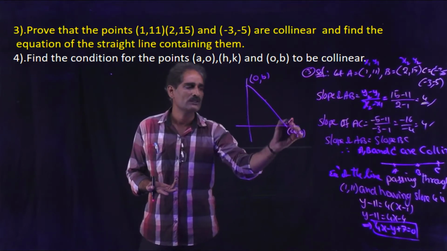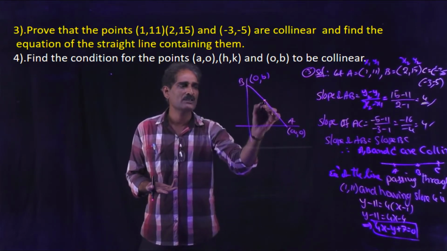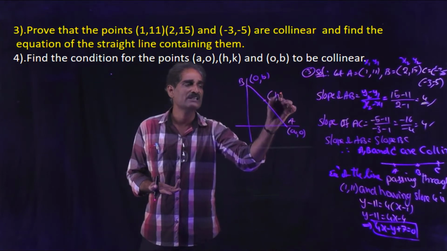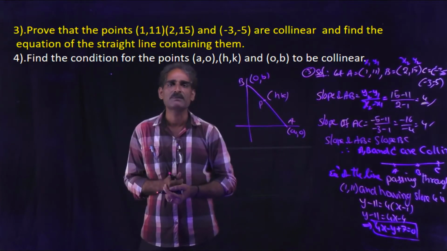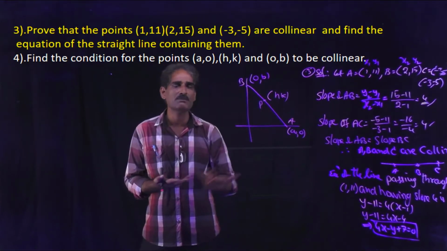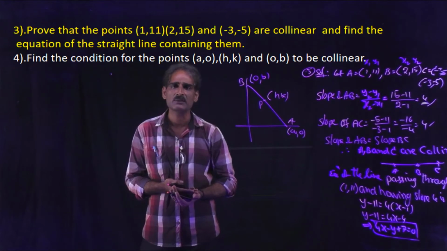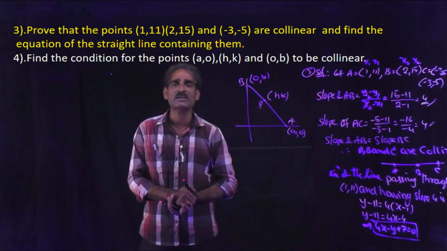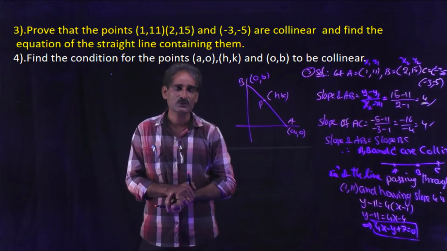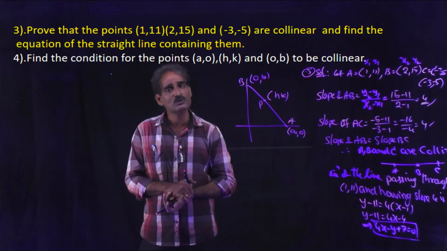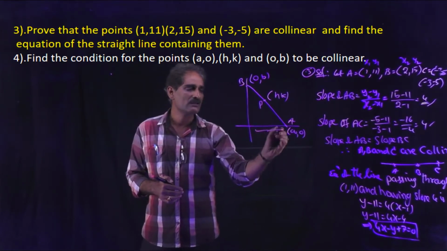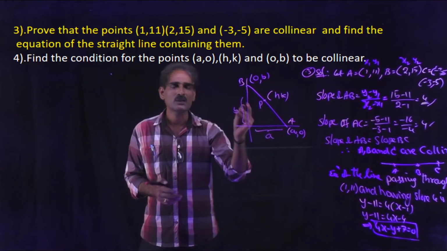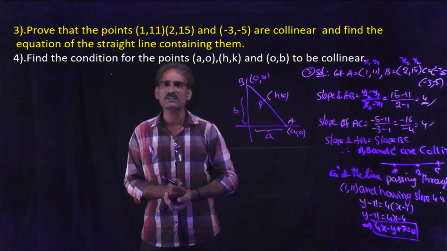So no problem. Suppose this is the position of the point h comma k. Let us take the name of this point P. Clearly A, B and P lie on a line. In this case, we have to find out the condition. There are two methods. One is by equating the slopes, we will get a condition. Another one is by using the intercept form. Here the x-intercept is a, y-intercept is b. Now write the equation of the line in the intercept form.